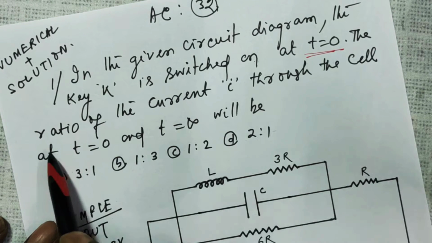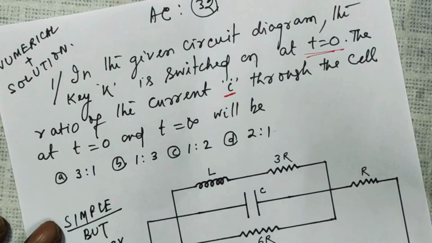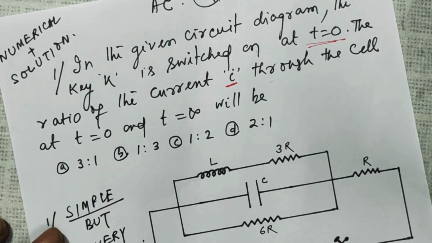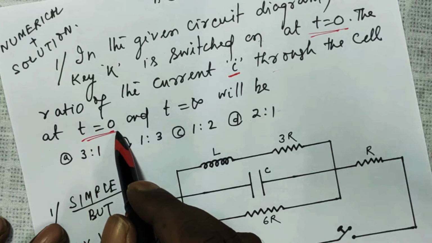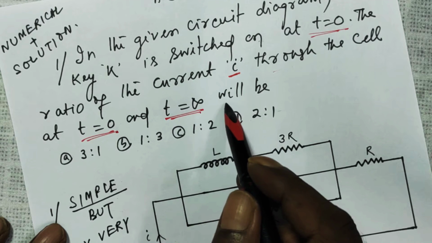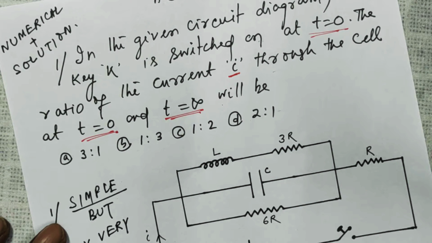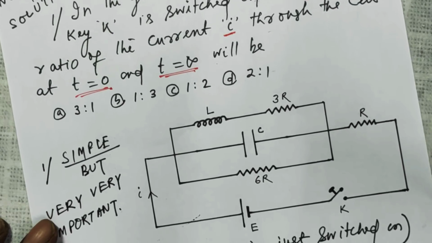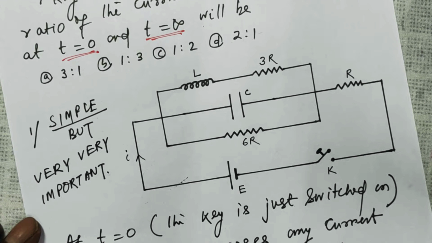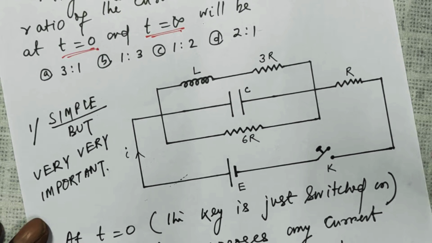The ratio of the current I through the cell at t equals 0, we have to find one current. Then at t equals infinite, we have to find the current again. So what is the ratio of those two currents, current at t equals 0 and current at t equals infinite? Now look at the diagram. Very simple but very important also.